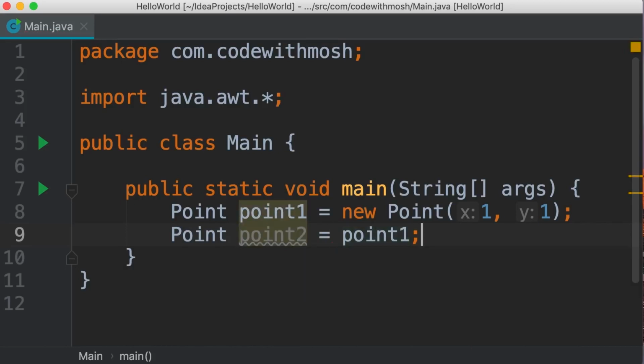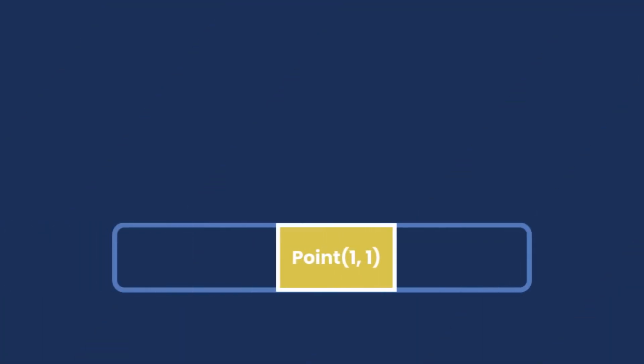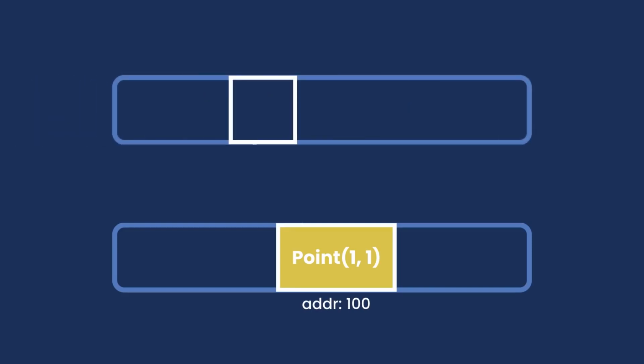And this is where things get interesting. When the Java runtime environment executes line 8, first it's going to allocate some memory to store this point object. Let's say the address of that memory location is 100. Then it's going to allocate a separate part of the memory, and it's going to attach this label to that memory location, point1. In that memory location, it's going to store the address of our point object.